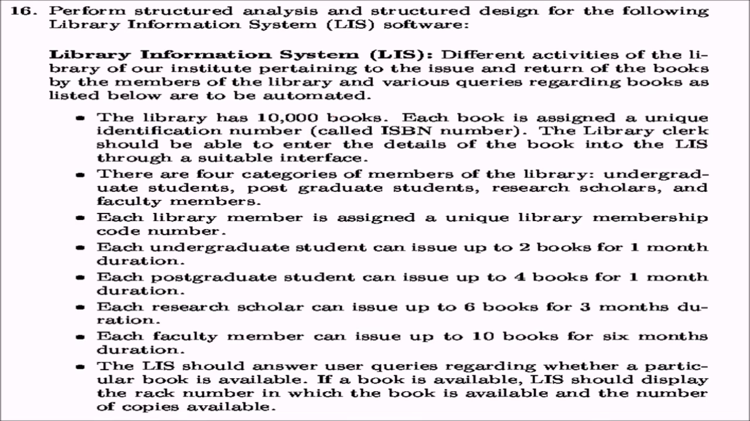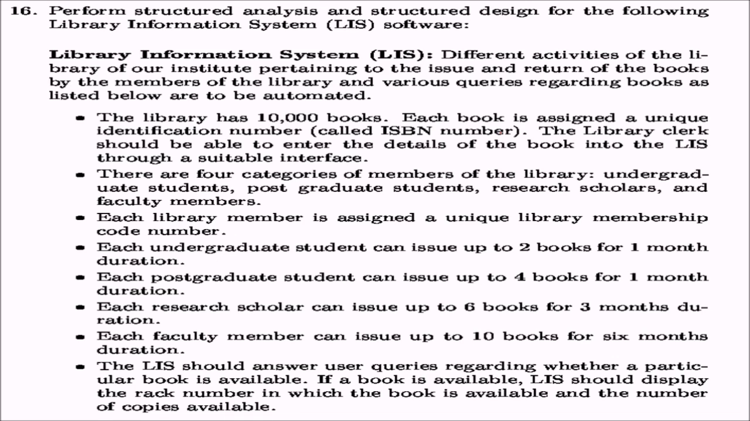So question 16 is perform SASD on LIS, Library Information System. Different activities of the library of our institute pertaining to the issue and the return of the books by the members of the library and various queries regarding books as listed below are to be automated. The library has 10,000 books. Each book is assigned a unique identification number. We call it ISBN number. The library clerk should be able to enter the details of the book into the LIS through a suitable interface. There are 4 categories of members of the library: undergraduate students, postgraduate students, research scholars, and the faculty member.